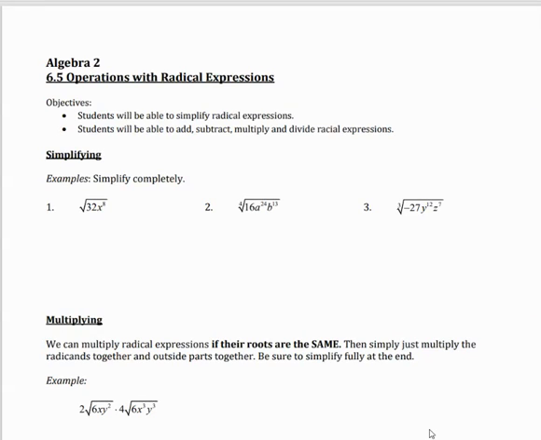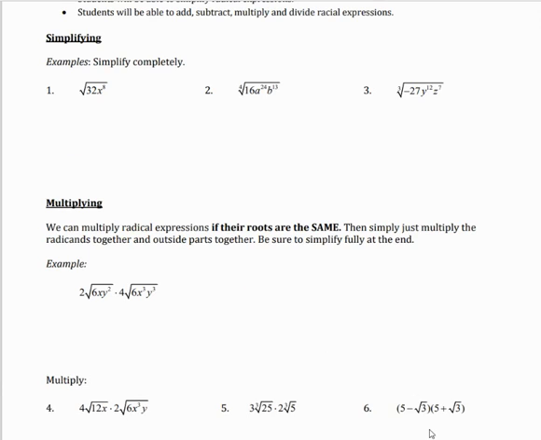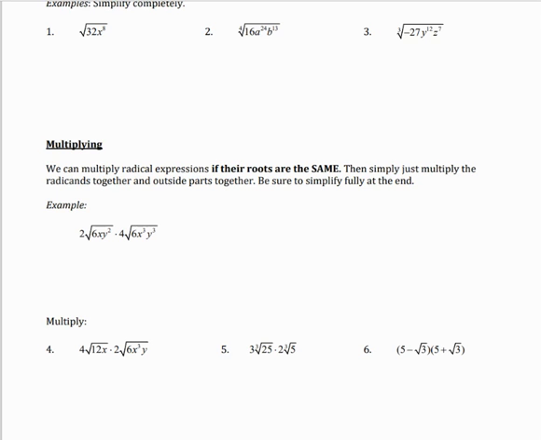Today we're going to look at section 6.5, which is operations with radical expressions, which you may have already seen before. So let's just first review by simplifying. I want you to give these three examples a shot, simplify those to make sure you remember how to do that. All right, once you've done so, now let's start looking at our operations.